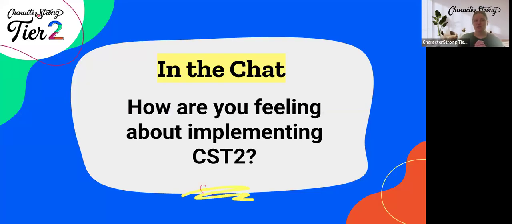So, my last little question for you before we get started is how are you feeling about implementing CST2? So, Character Strong Tier 2, CST2, is our solution title that you'll see me say CST2 throughout our time today. How are you feeling about implementing CST2? So, if you are brand new, how are you feeling? If you maybe have gotten started a little bit or you're digging in, what sort of emotions do you have related to implementation right now in your system? How are you feeling about implementation?